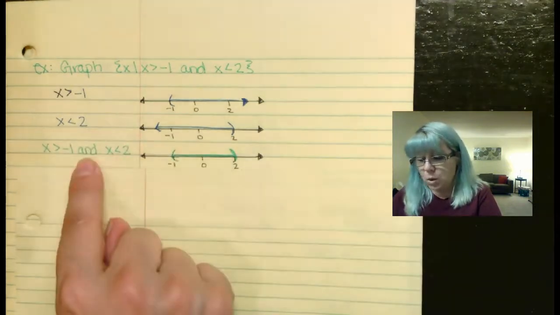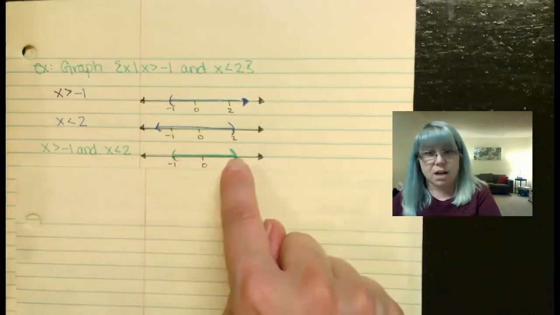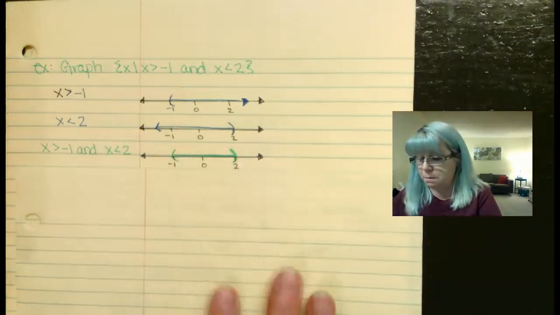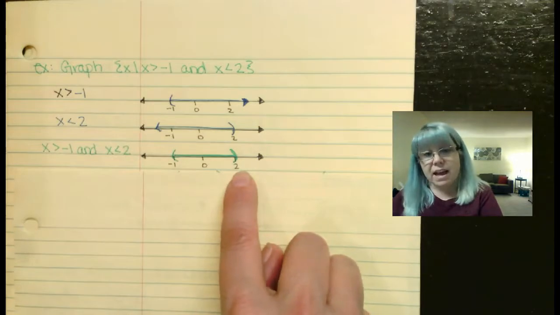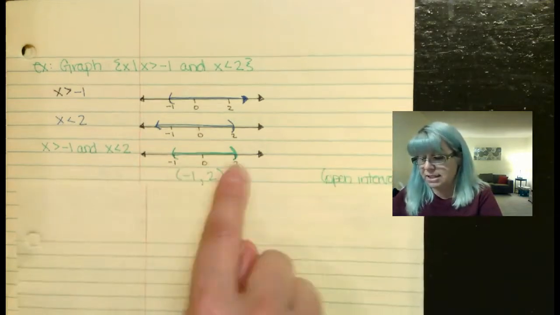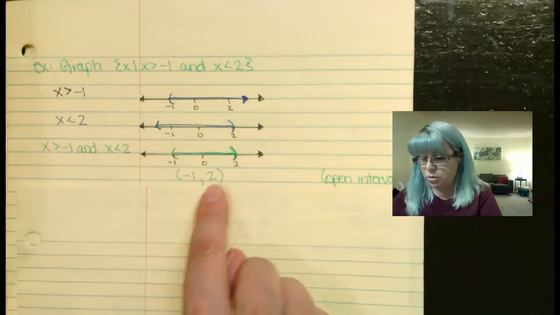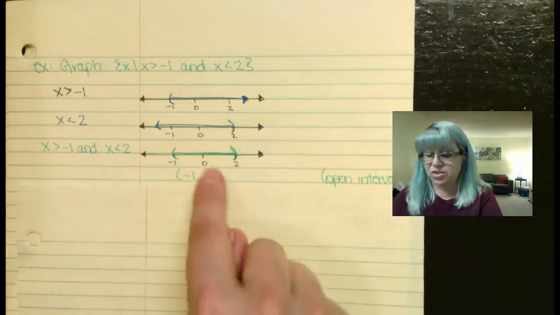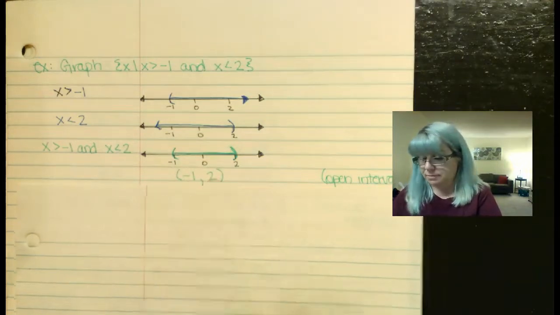Now where they both happen is going to be the parenthesis on -1 heading to the right but stopping at 2, close parenthesis. It's everything in between -1 and 2. And in fact, in interval notation, it almost looks exactly like that. Parenthesis, -1, comma, 2, parenthesis. This is an open interval, meaning that both sides of this interval have parentheses.